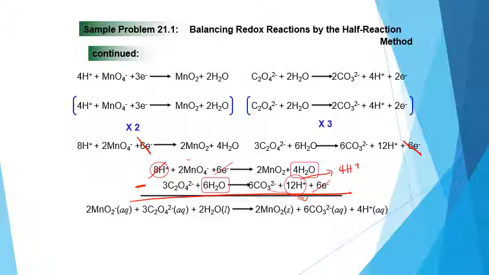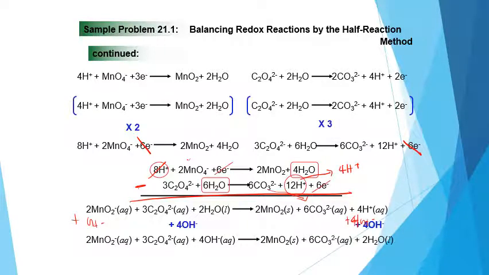In order to balance the acids, or the H plus, we just have to add OH minus on both sides. So plus 4OH minus here, and plus 4OH minus there. So in this case, we have a total here of 2H2O. Take note that if we add 4OH minus here, that is 4H plus and 4OH minus, and we have 2H2O, and we have 4OH minus here.